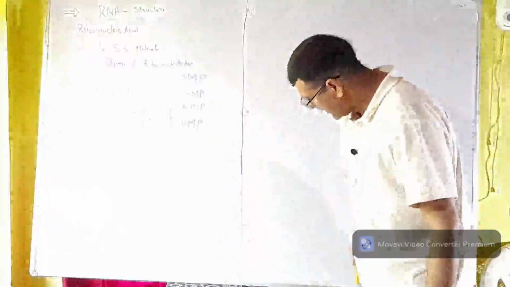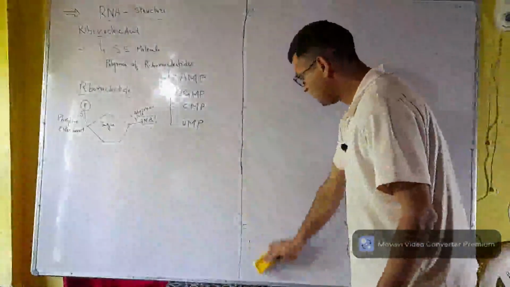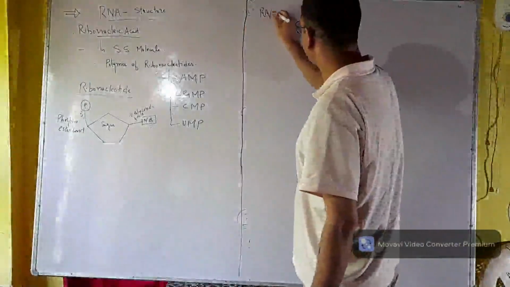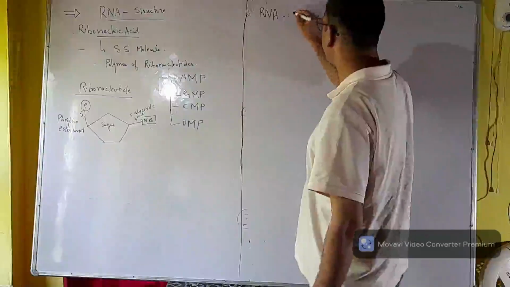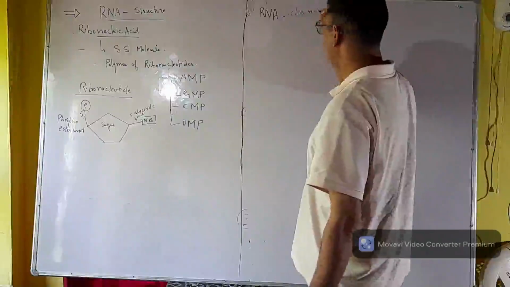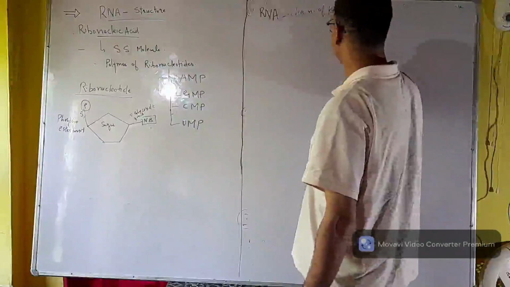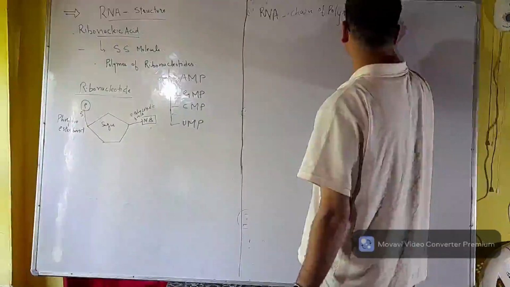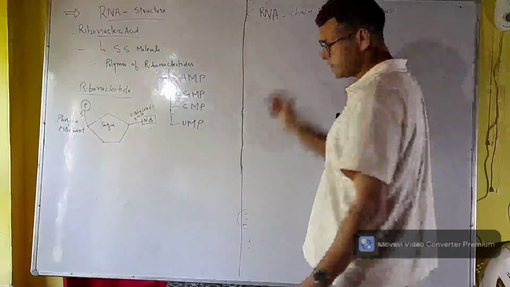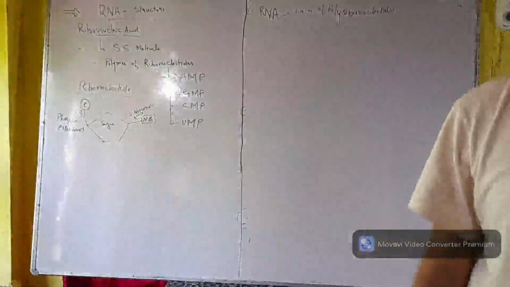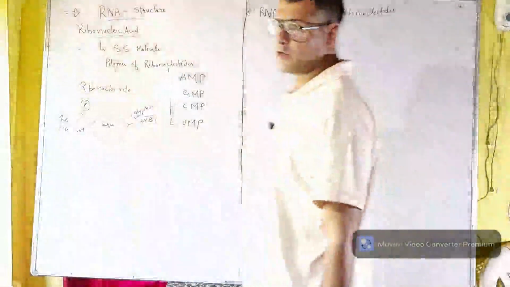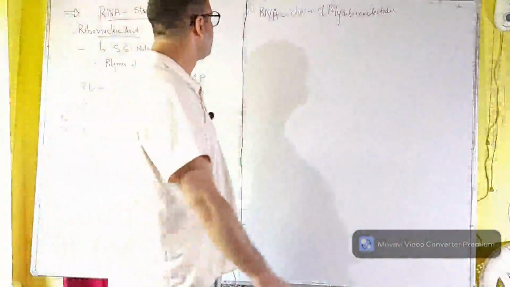This RNA is a chain of polyribonucleotides. That means hundreds and thousands of ribonucleotides are joined by phosphodiester bonds to form the RNA.